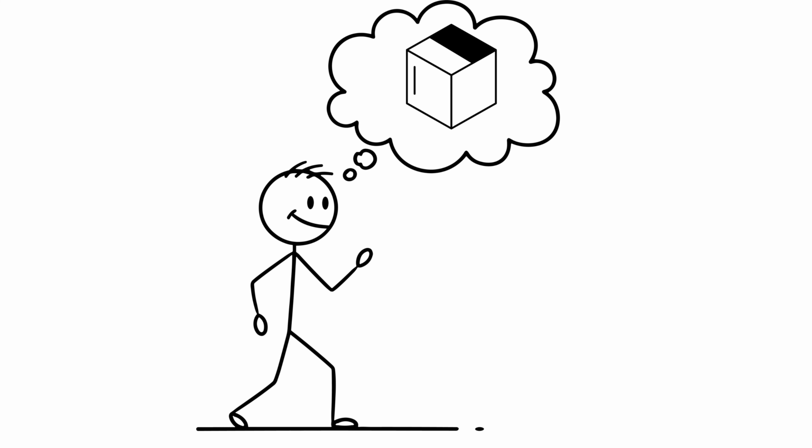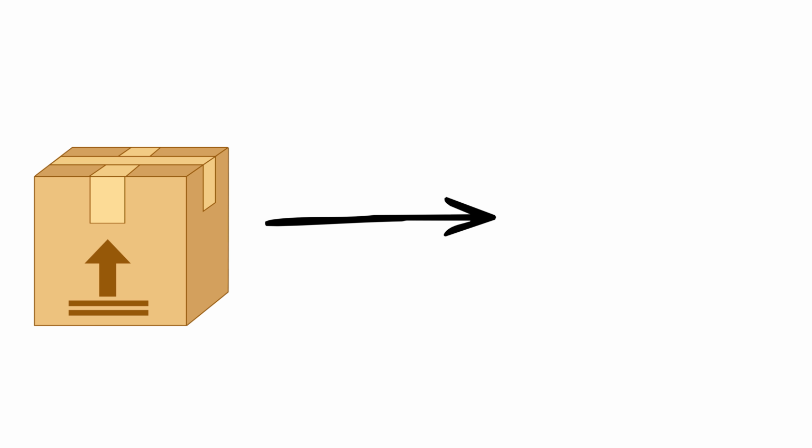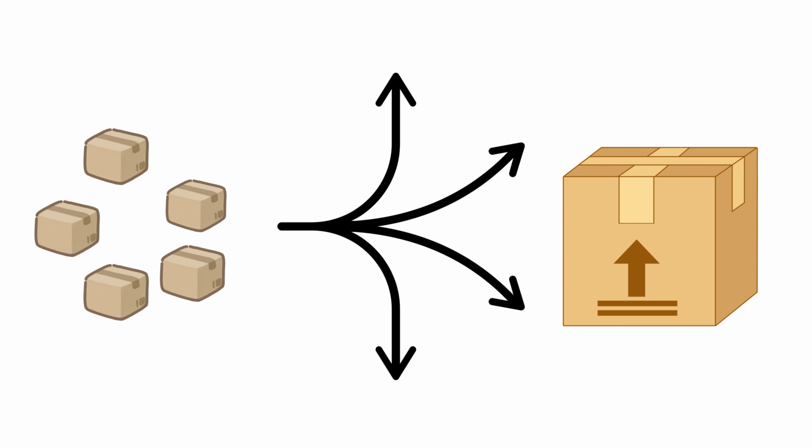Imagine you want to send a large parcel to someone far away. Instead of sending it as one big package, you break it into smaller pieces, send them through different routes, and then reassemble them perfectly at the destination. That is exactly how the internet works.